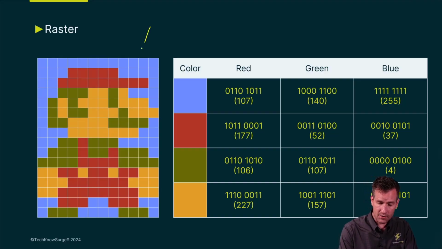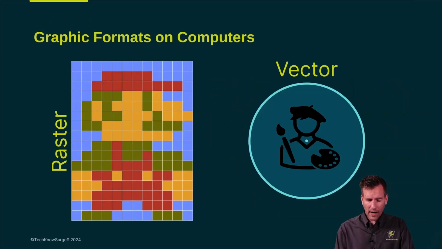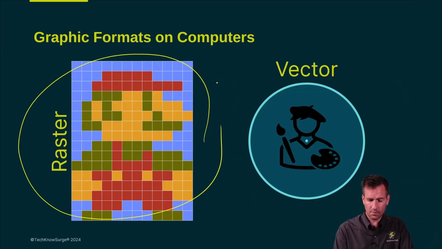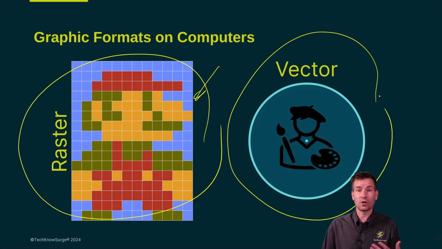Here we have a picture of Mario, and we save information on each one of these pixels on how much red, green, and blue there is. This is what's called raster graphics. Where raster graphics has these individual pixels, vector graphics actually has mathematical points.